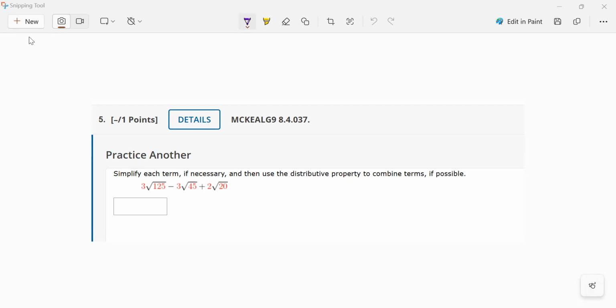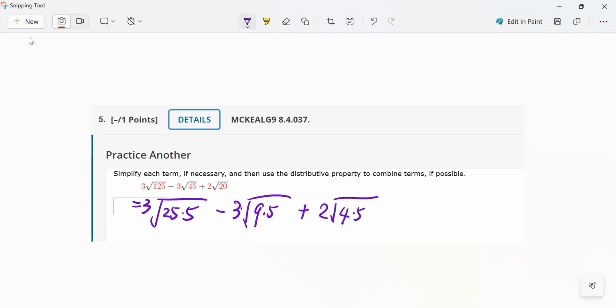All right, let's go over the solution. So for the first one, we break down the 125 as 25 times 5. For 45, we're gonna do 9 times 5. 9 is the maximum perfect number going to 45. For 20, it will be 4 times 5. 4 is maximum perfect number going to 20. So it'll be 3 radical 25 minus radical 5 minus 3 times radical 9 minus radical 5 plus 2 times radical 4 minus radical 5.